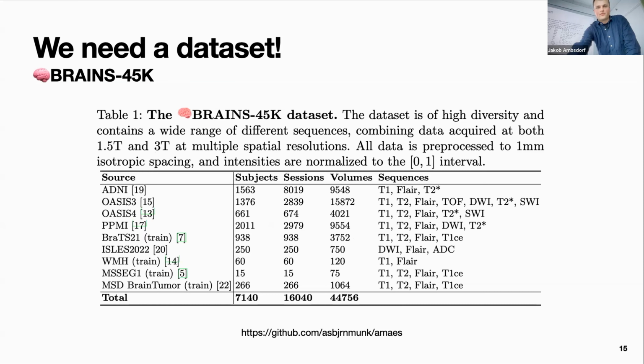So we thought, okay, maybe there's a way to just pre-process them in the same way and build the data set ourselves. So we collected this data set that we called BRAINS-45K, because it's almost 45,000 volumes. And it's from all of these different sources that have just been pre-processed in the same way, basically spacing them in the same way and normalizing them to the same interval. And now we had a mix, but it's also what you expect in the real world: a heterogeneous data set covering quite a lot of different sequences and also different lesions.